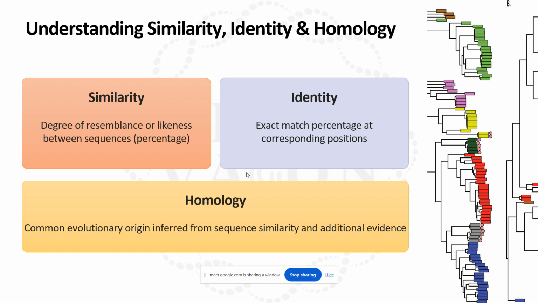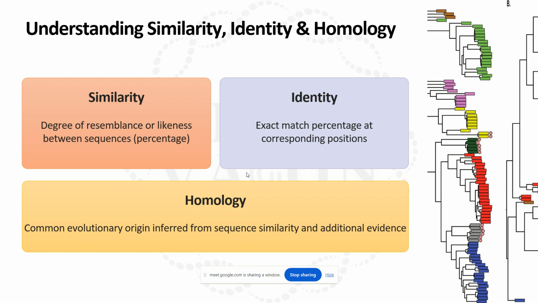The most important thing in understanding BLAST is the terms similarity, identity, and homology. Similarity is the likeliness, the degree of resemblance between the two proteins. You can remember these terms like this: when you are talking about similarity, you're talking about protein. When you're talking about identity, it is about nucleotides. And when you're talking about homology, it is about gene.